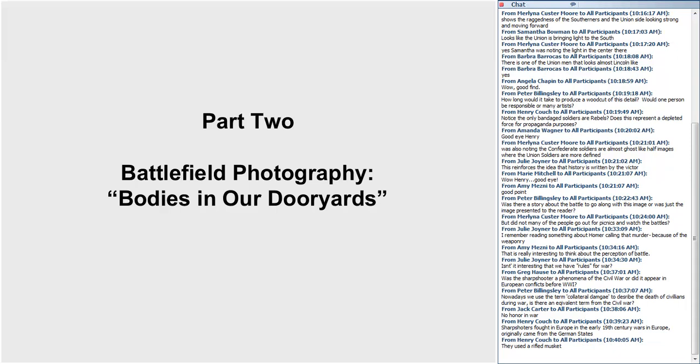Okay, we have another question here that we perhaps could address later on as we get into some more of the artwork. Peter Billingsley talks about collateral damage that we talk about in war today, and he was wondering, was there any sort of equivalent term during the Civil War? Certainly civilians were killed during the war. Do you know if that was labeled in any particular way, the way we do today with collateral damage? I don't know of any label like that. Certainly not that label, that wasn't used.